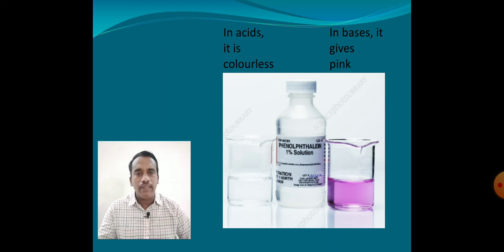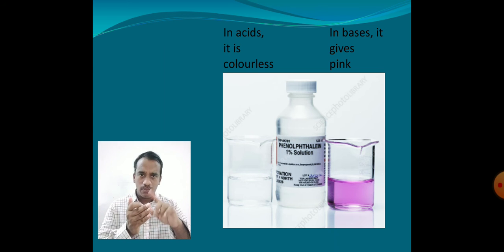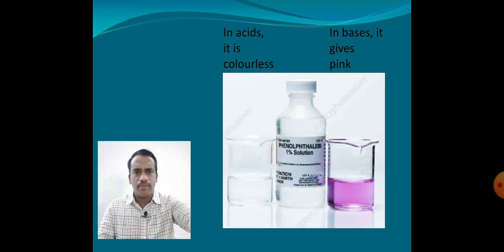So in acids, if you drop it in, it remains colorless. But when it is dropped in a base, it changes to pink. Now what is the change in color of phenolphthalein we observe? In acids it remains colorless, and in bases it gives a pink color. Now we have learned about blue litmus, methyl orange and also phenolphthalein. Let us learn all these three together.